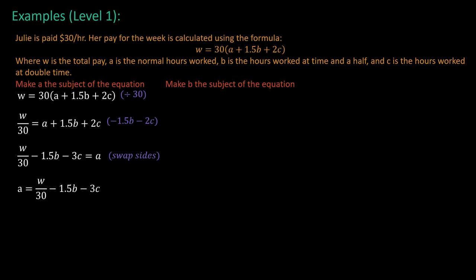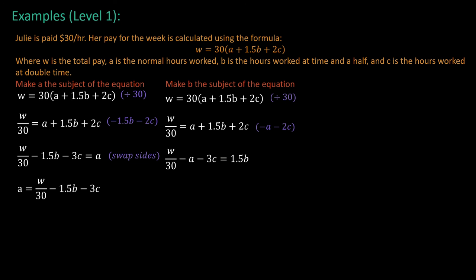Make B the subject. The first step is going to stay the same because we are still just getting rid of that 30 that's around everything. This time we need to get B by itself. So we're not taking away 1.5B and 2C. This time we're taking away A and 2C because they're the ones we want to get rid of, because we only want to get B by itself. So again, it has nothing to do with the fraction. They go right next to it. With A, we were done at this point, but now we still have B being multiplied by 1.5. So we're going to need to divide by 1.5.